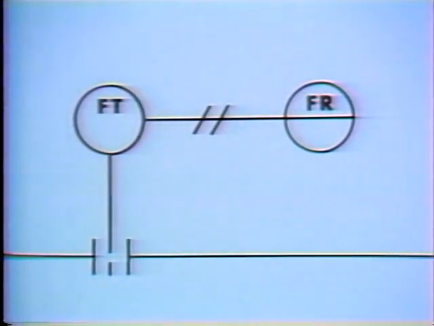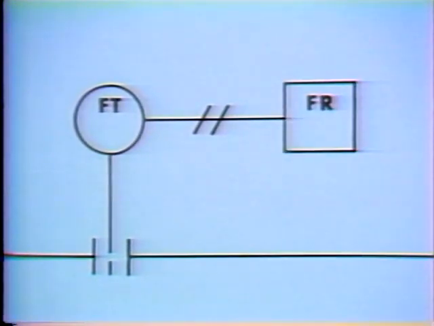Now, there are many different symbol systems. Another system, different than the one we've shown, might show the same information this way. Once again, this line represents a pipe, and this symbol represents an orifice. In this case, however, the circle means a local indicator, while the rectangle means a remote indicator.